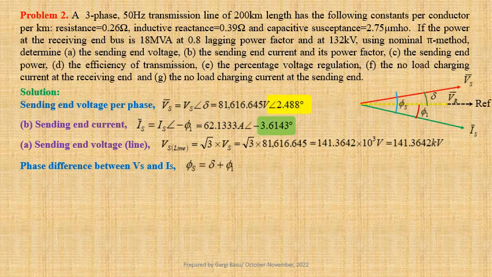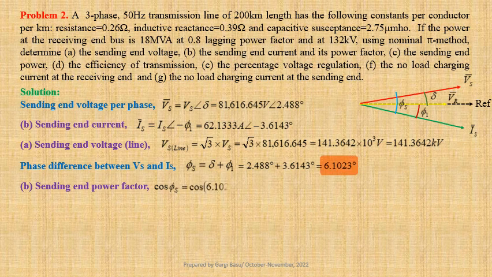Phase difference between Vs and Is, phi s equals to delta plus phi 1. Using values we get 2.488 degree plus 3.6143 degree, that is equal to 6.1023 degree. Let us now calculate sending end power factor. Cos phi s equals to cos of 6.1023 degree, that is equal to 0.9943 lagging.